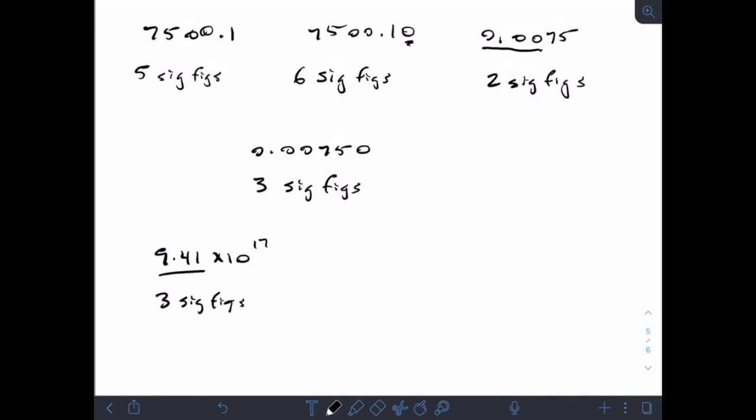All right, we ignore the times 10 to the 17. All that is a multiplier. It doesn't actually have anything to do with our number. 1.9741 times 10 to the minus 5. Again, we only look at the coefficient, so this number has 5 sig figs.